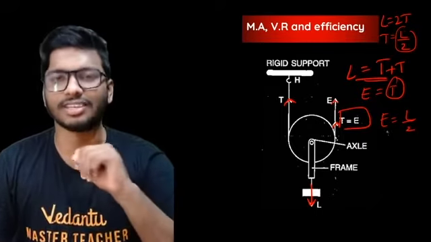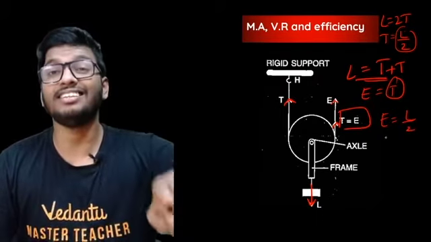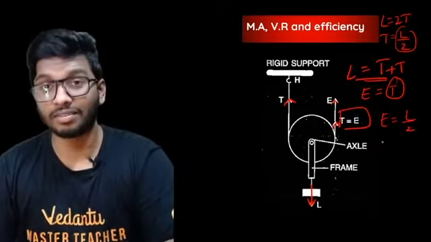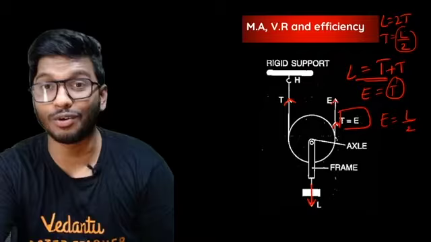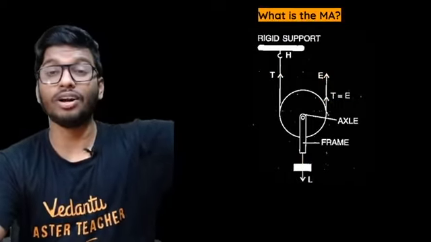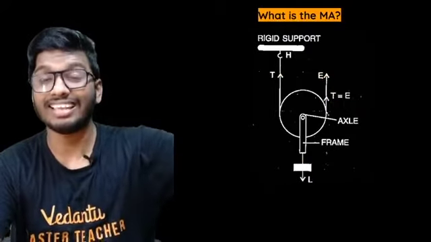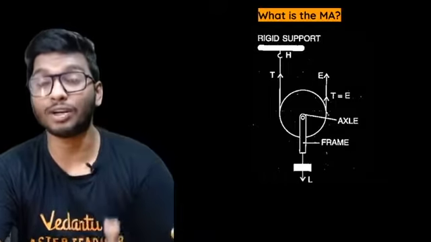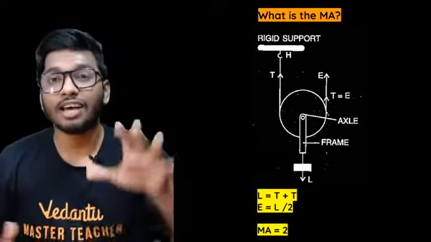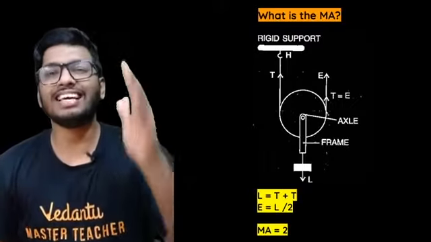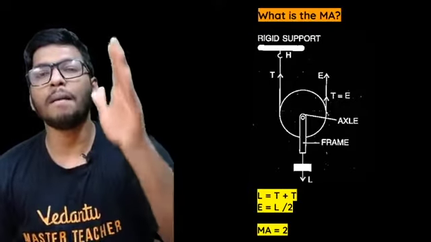Now, what I'm trying to say is this, guys. In a single movable pulley, the effort is half of that of the load. So if in case the load is, let's say, 100 Newton, the effort would be 100 divided by 2, which is 50 Newton. So your effort is reduced in this case. So basically this would act as a force multiplier.